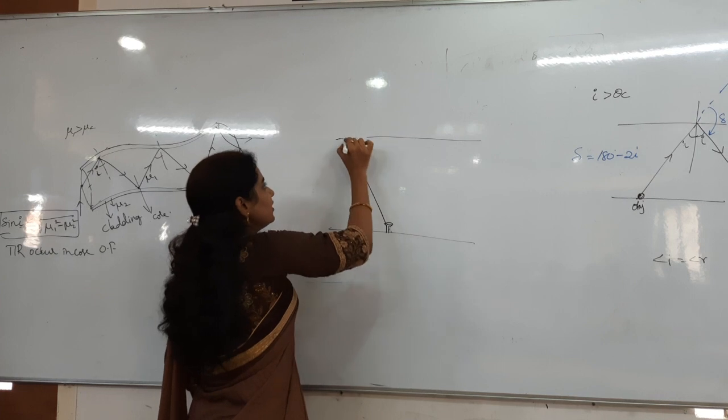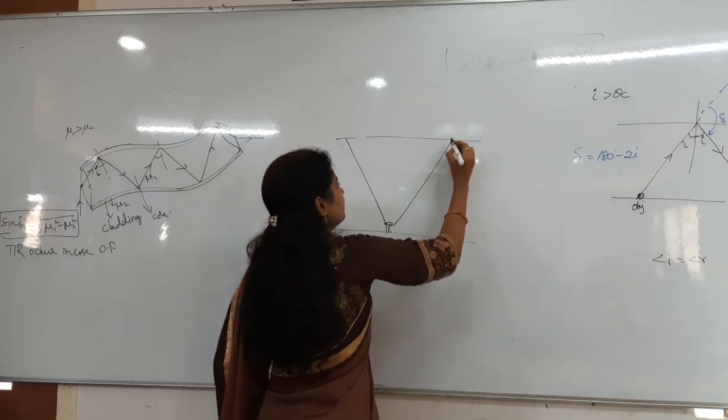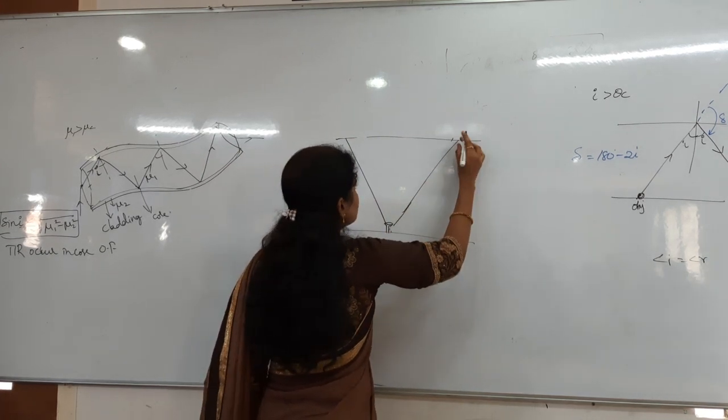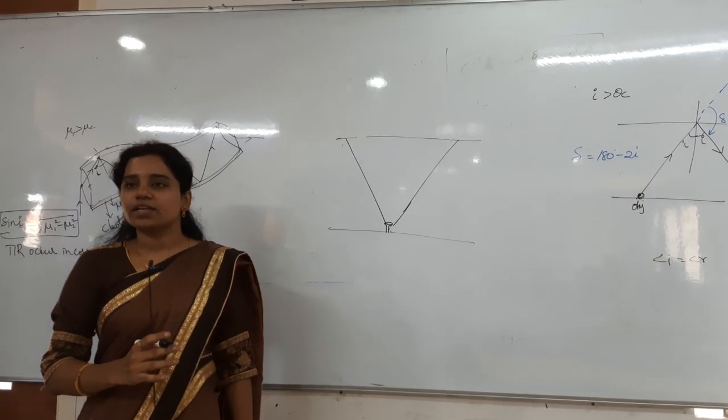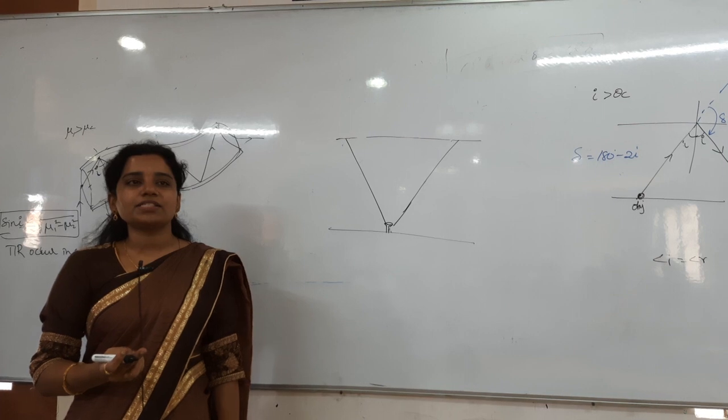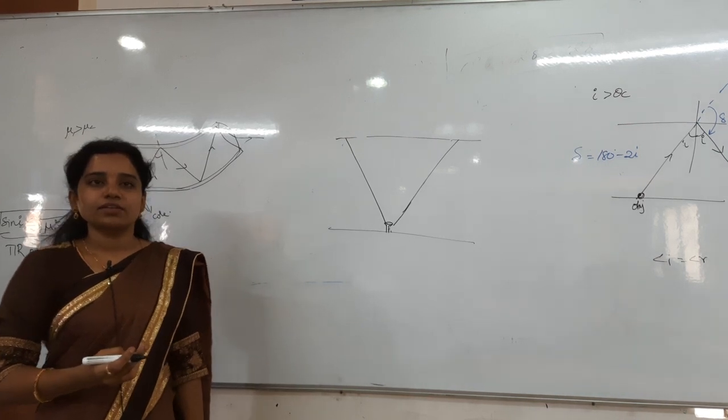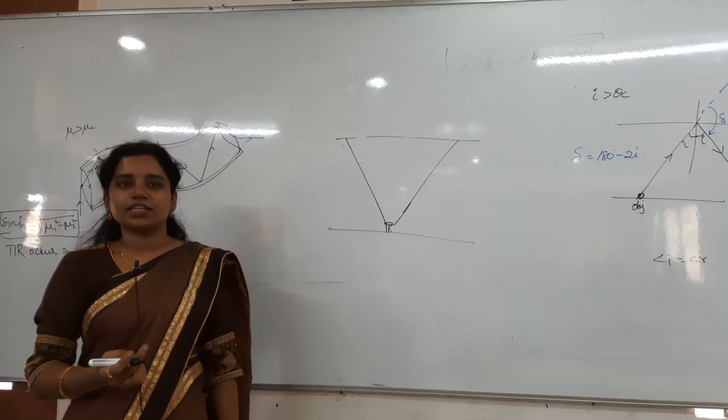So here, this is the angle of incidence. That angle of incidence is exactly equal to the critical angle. Exactly equal to the critical angle means what happens? Greater than 90 or equal to 90? Equal to 90.